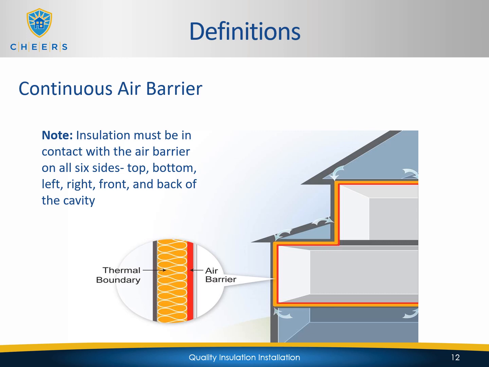And this is an example of what we're talking about. Also keep in mind the insulation must be in contact with the air barrier on all 6 sides: top, bottom, left, right, front, and back of the cavity. In this particular picture, you're seeing the red barrier, which is going to be the air barrier, and then the yellow barrier, and that's going to be the insulation. And as you can see, they're in full contact with one another all the way around the conditioned area of the house.